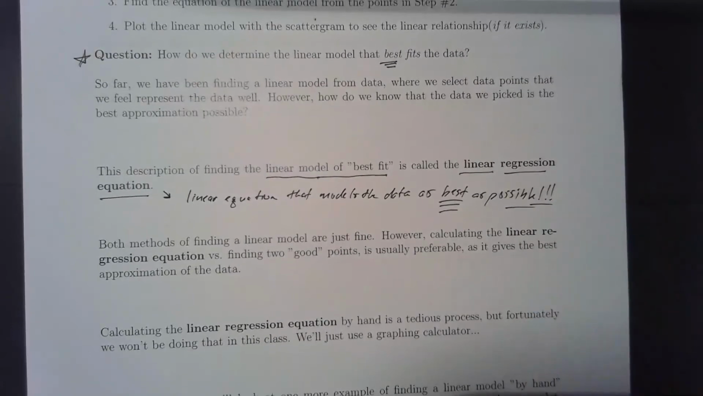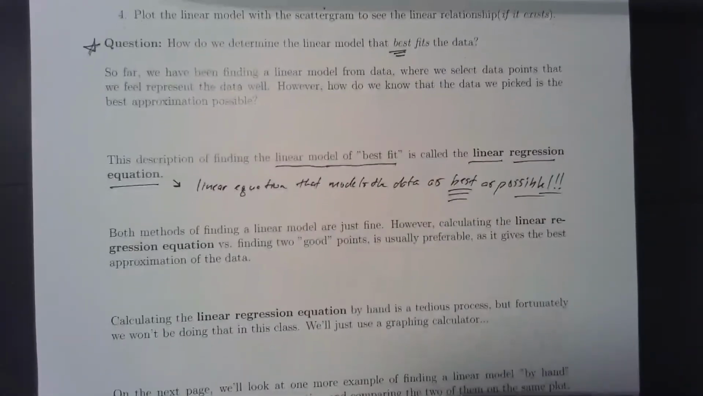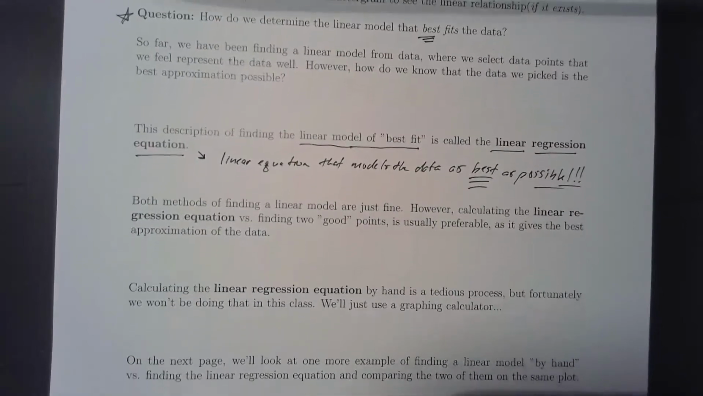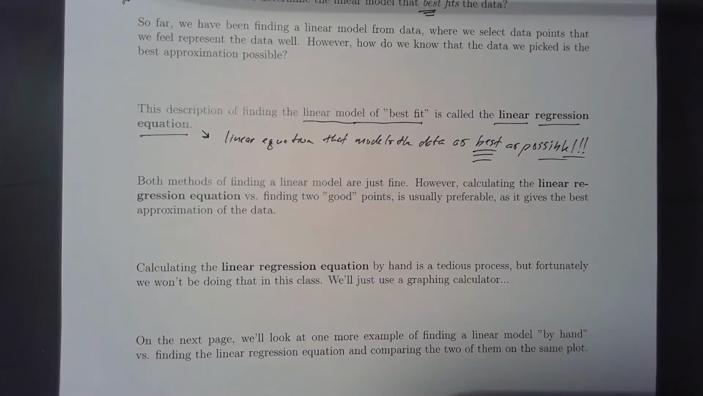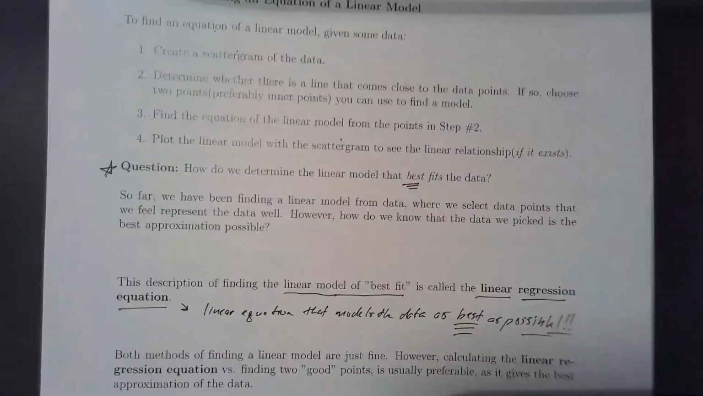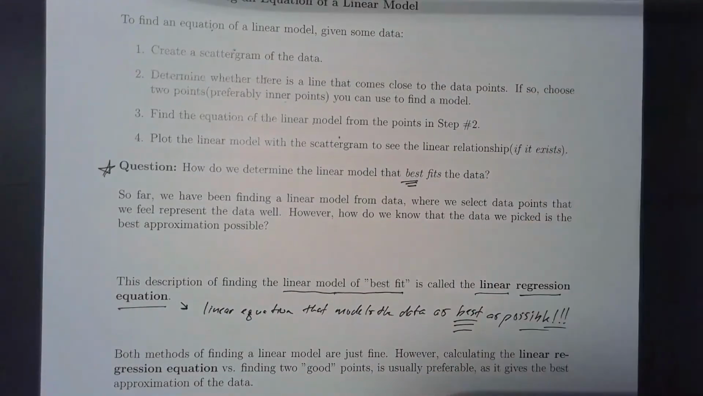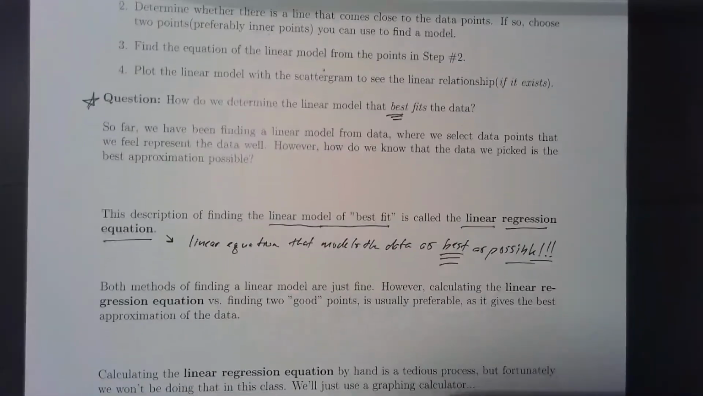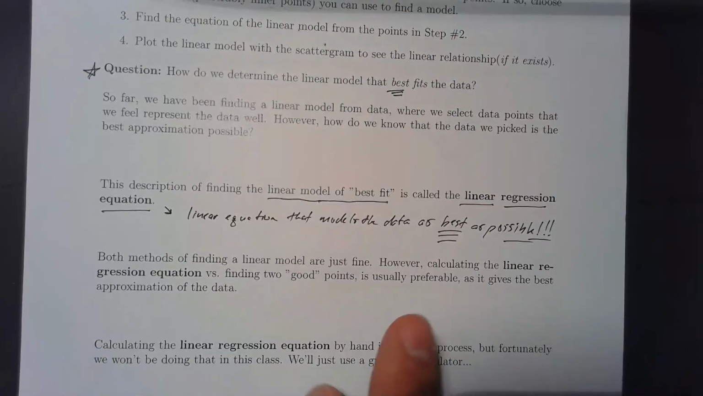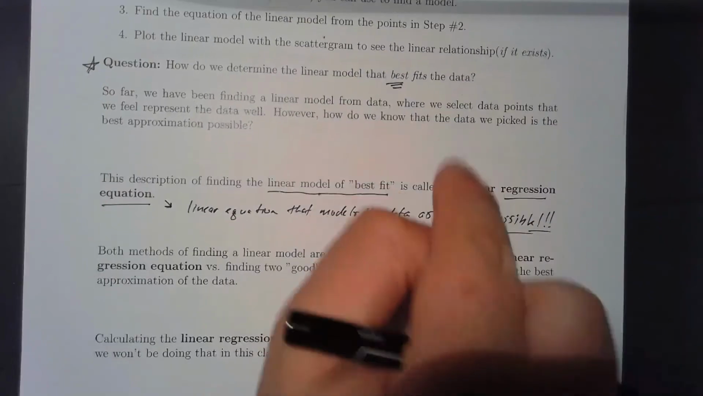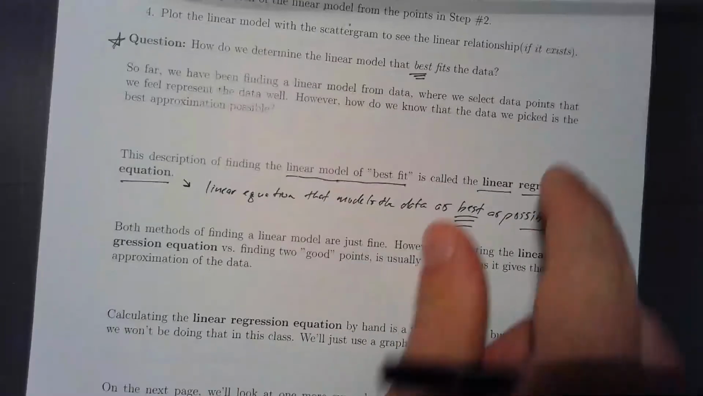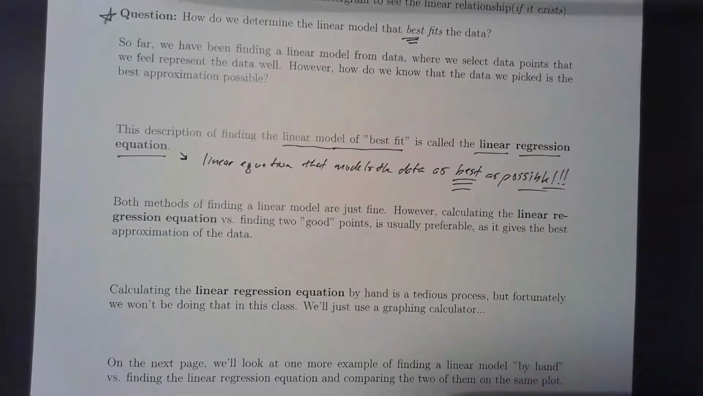That means you can't get any better than the linear regression equation. So going forward, when you're modeling data, you could find a good model by just picking 2 points, but I can one-up you and say, I'm going to call and raise you on your good model. I'm going to find the linear regression equation. That's the best model, because I have the better hand than you do.